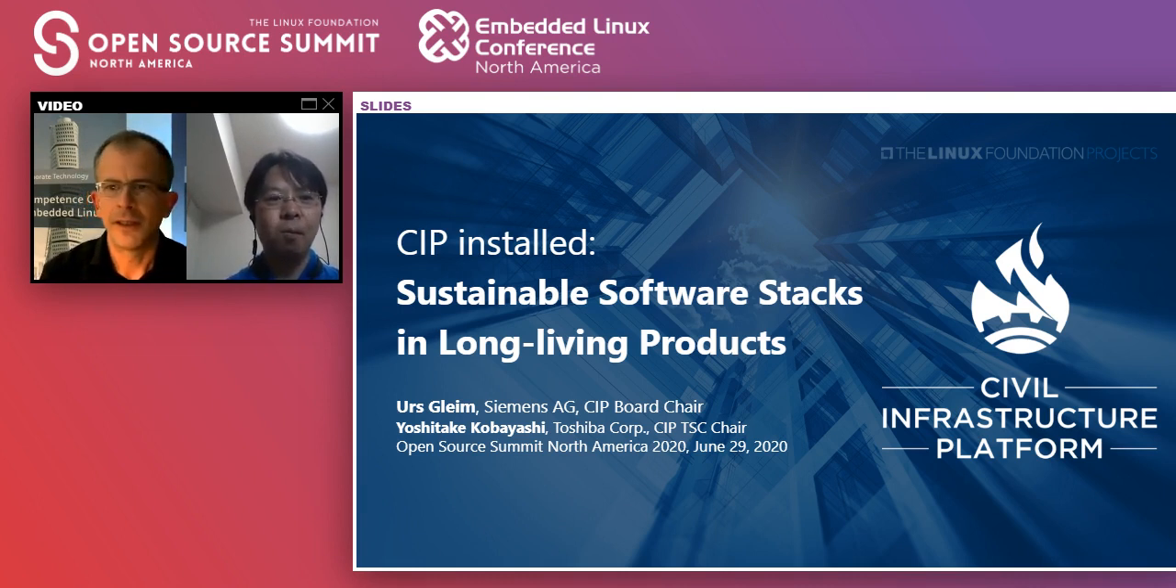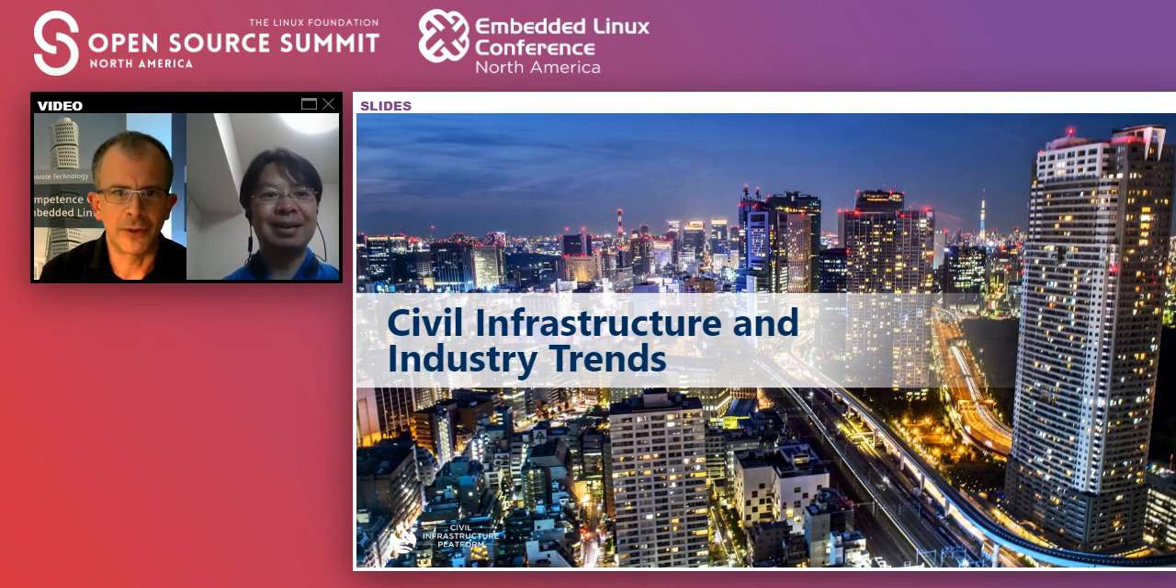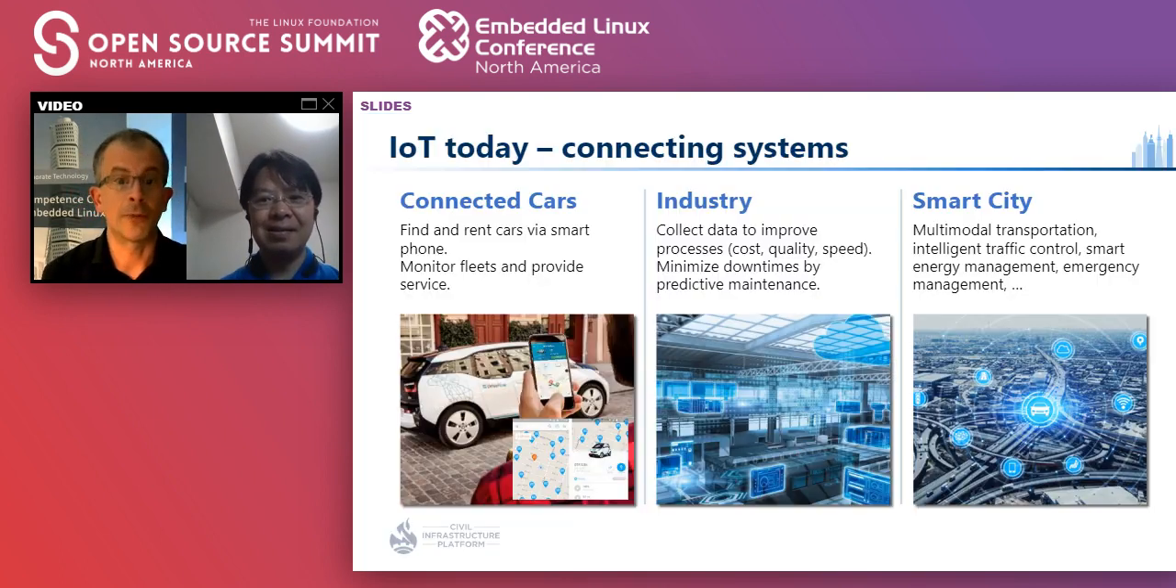And we are just about to get started now. So, civil infrastructure and industry trends. What is coming and what is upcoming? And surprise, it's a lot about Internet of Things, IoT. We all see around us a lot of devices get connected, like cars, for example, not just uploading data, but also exchanging information with servers in order to enable new business models, like car sharing apps and things like that.